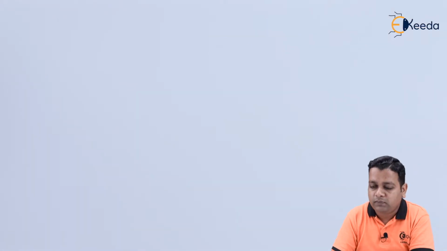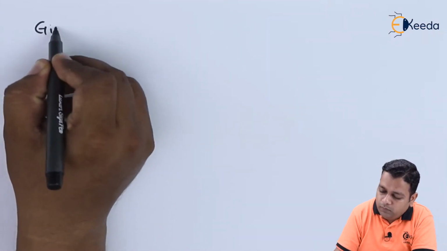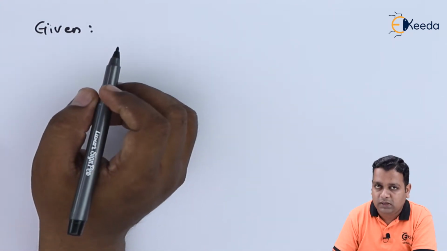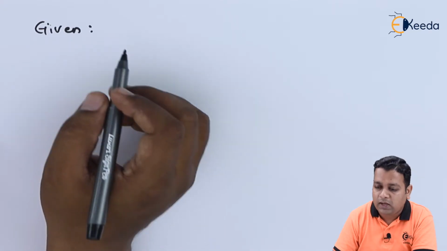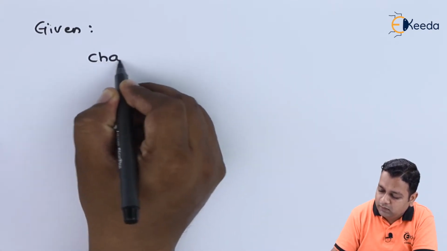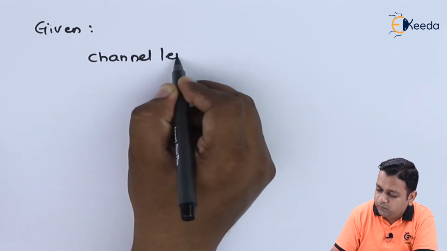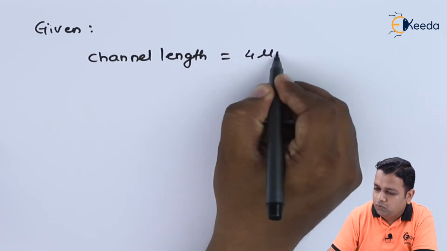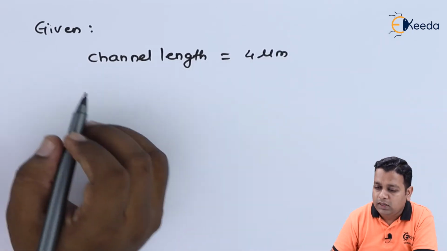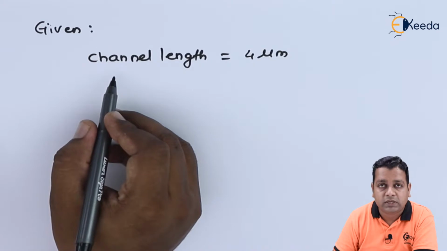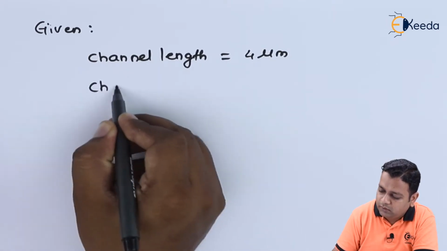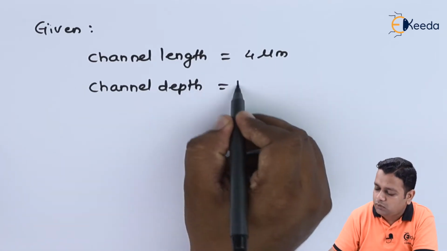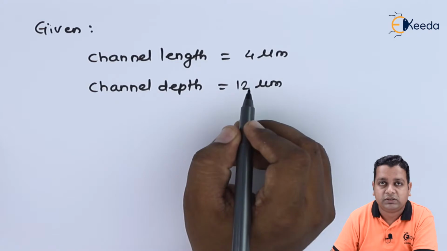So the very first parameter, as per the given problem statement, we have the representation of capital L. Capital L for this device is nothing but the channel length. So I mention here channel length is equal to 4 micrometer. The next is represented by Z. This is nothing but the channel depth. So the channel depth we have equal to 12 micrometers.